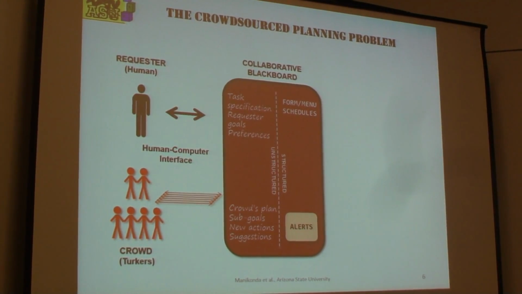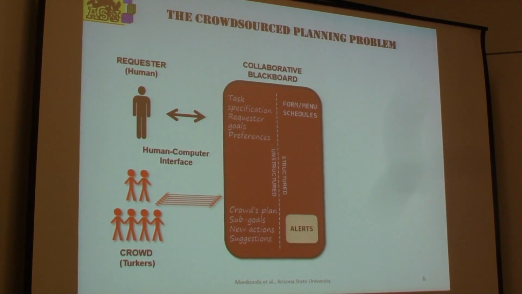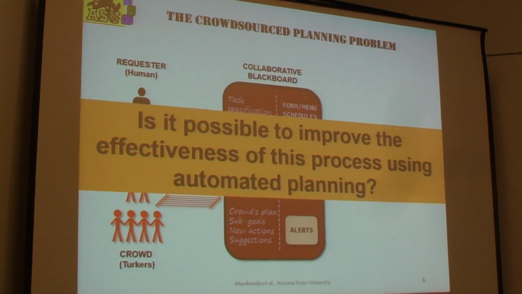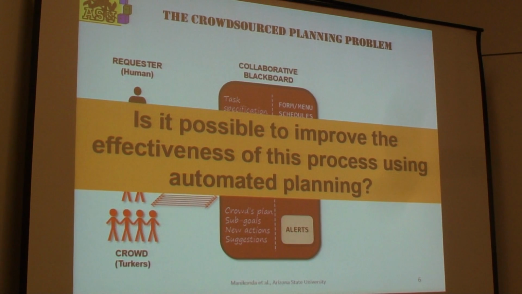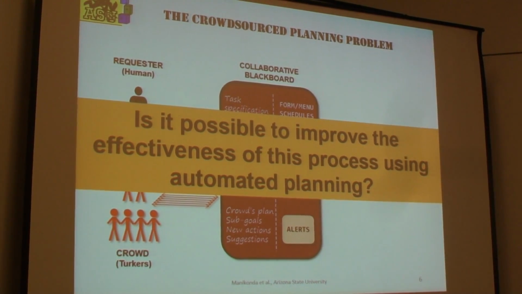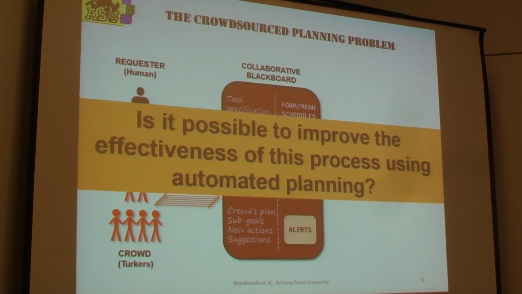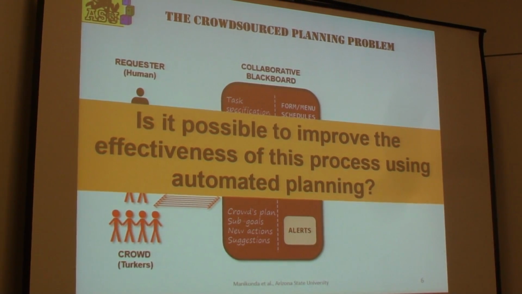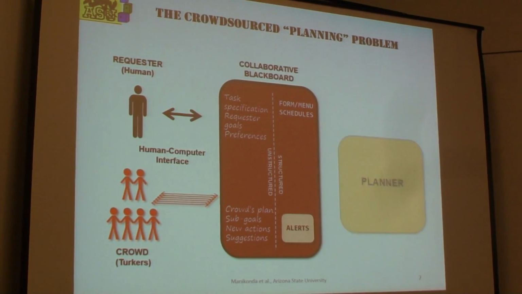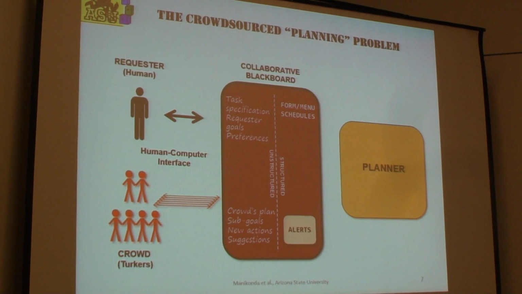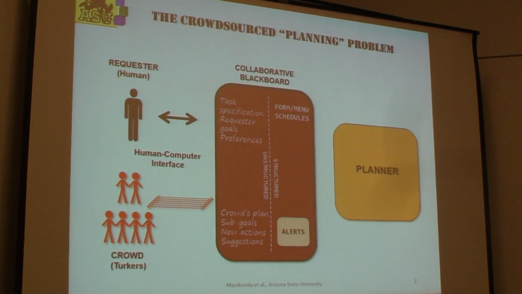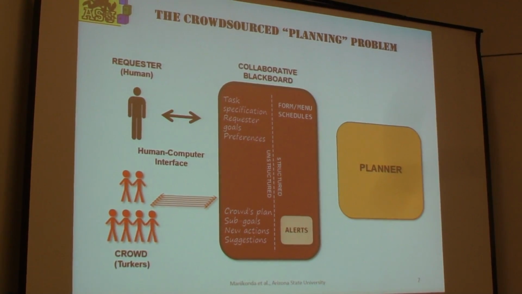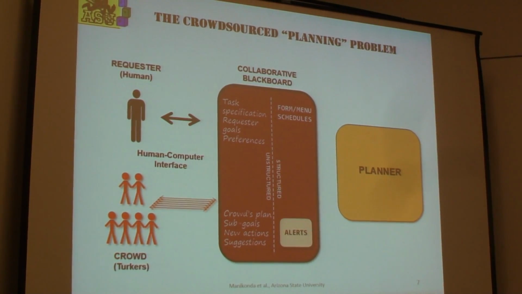And the question that we were trying to address in a preliminary way, but via a deployed application, was this, that is, is it possible to improve this crowdsourced planning process by bringing in automated techniques, and specifically automated planning, because this problem has a lot of the components of a planning problem. And so essentially what would happen there is you would try to interject a planner into this process, and you would try to see if you can make it more efficient, if you can make it more cost effective, get plans of better quality perhaps, and so on.